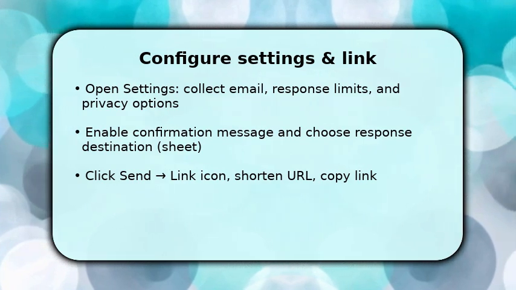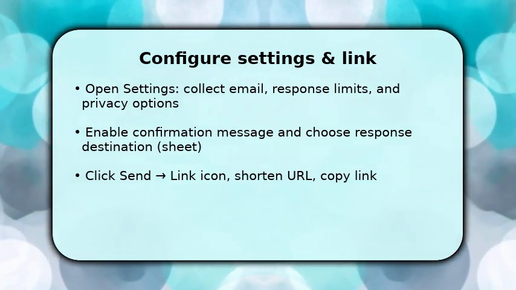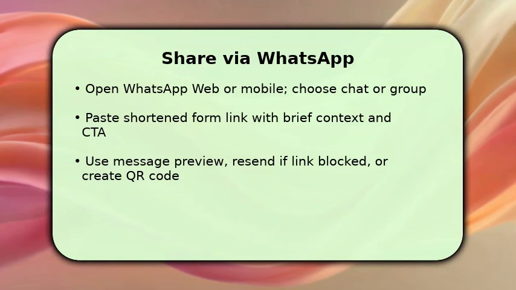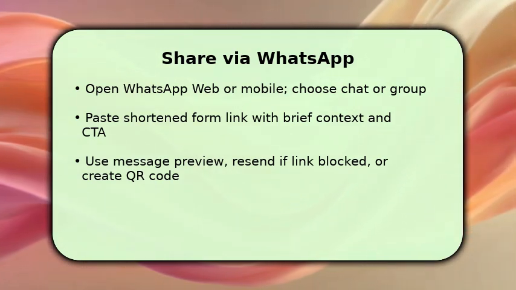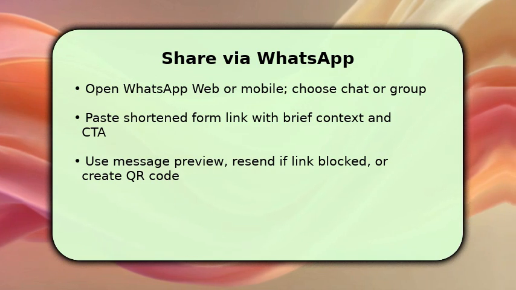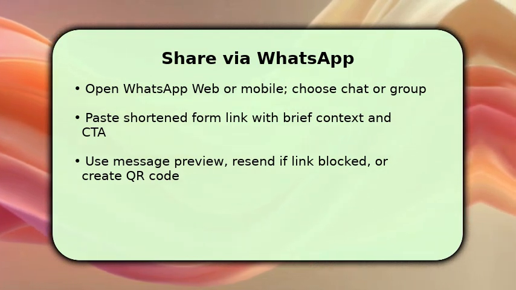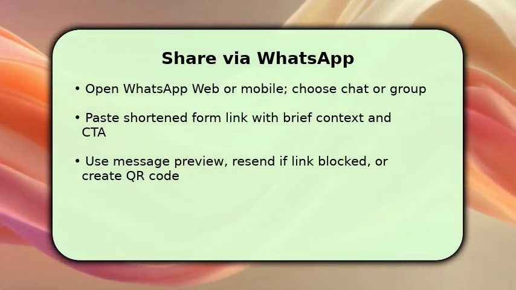You're ready to share. Open WhatsApp on your phone or web and select the chat or group. Paste the shortened form link and add a one-line call to action and deadline so recipients know why to open it. Send, then verify by tapping the link to ensure it opens correctly.